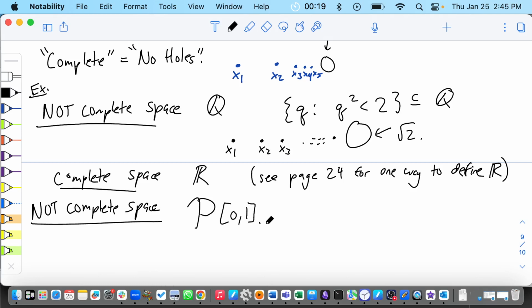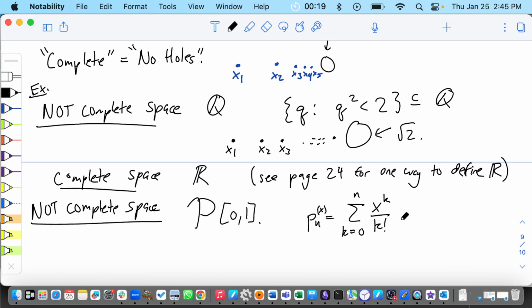Why is the space of polynomials not a complete space? We saw last time you can have a sequence of polynomials that converges to the exponential function. That was the sequence P_n, P for polynomial, which is the sum from k equals 0 to n of x to the k over k factorial. That's P_n of x.